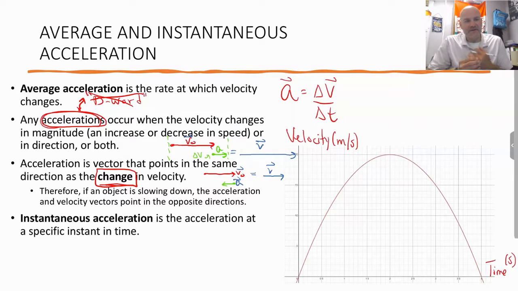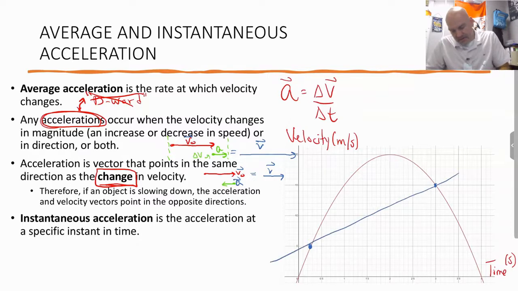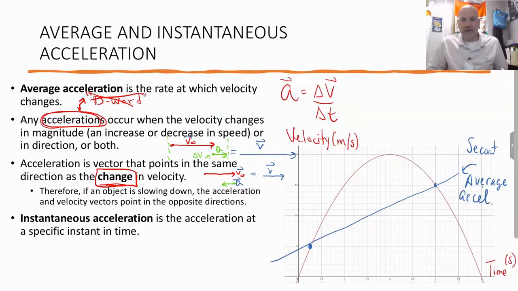Now, let's focus on instantaneous. So instantaneous acceleration is going to come from the graph, and it's defined as the acceleration at a specific instant in time. So again, just like we've been talking, this is a secant line, which gives me the average. Now in this case, not velocity, sorry. So this would give me the average acceleration.